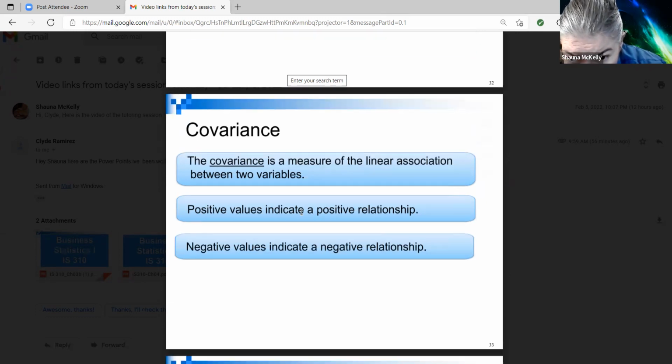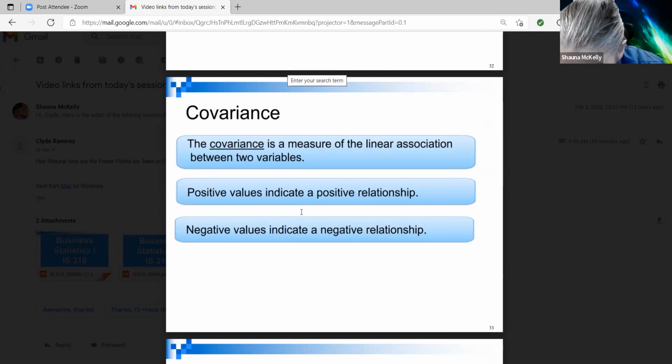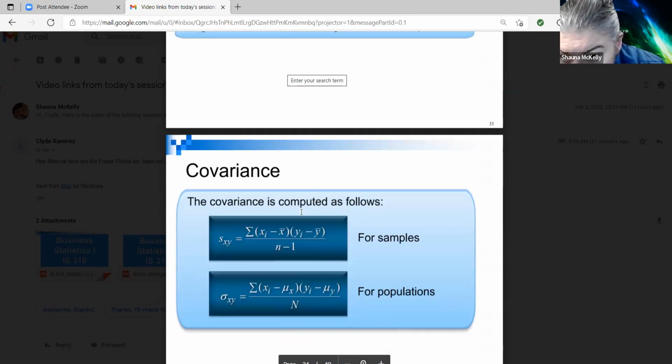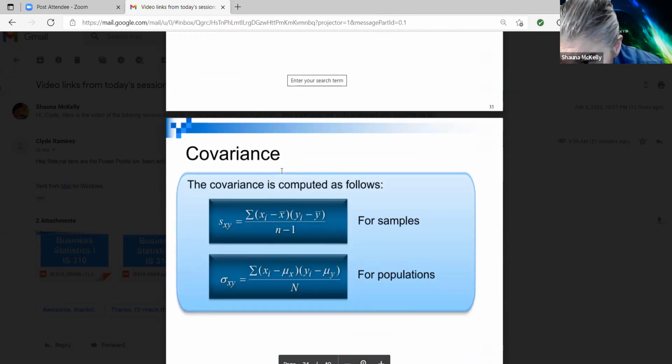So covariance is a measure of the linear association between two variables. Positive values indicate a positive relationship. Negative values indicate a negative relationship. And here's the formula. This is the formula that I had to go look up the other day, trying to find it. So basically it's the score minus the mean of X, the score minus the mean of Y, multiply, add them together, and divide by n minus 1.